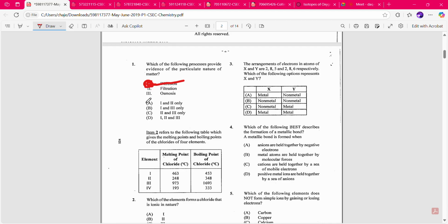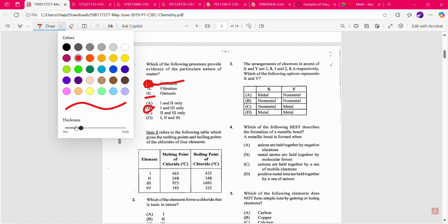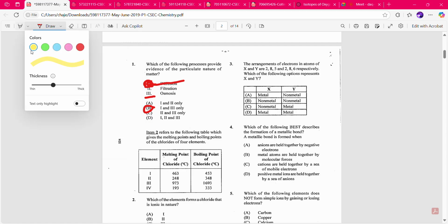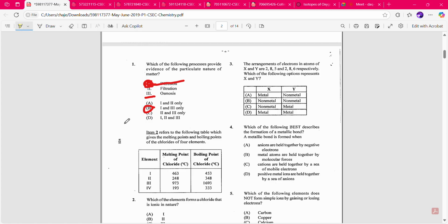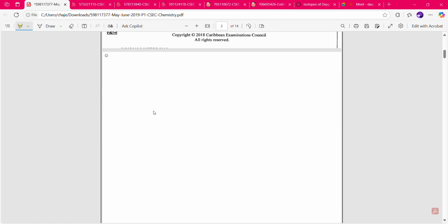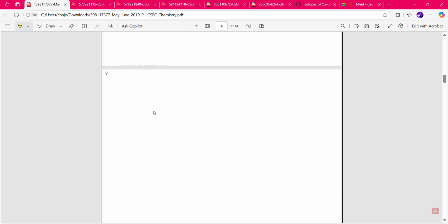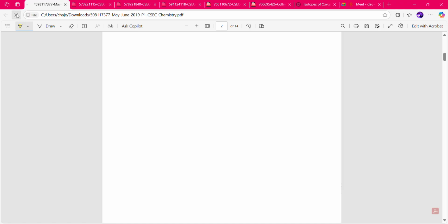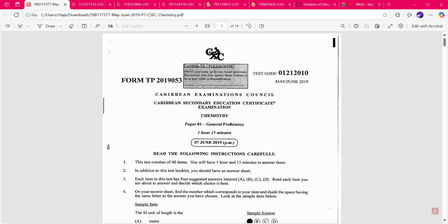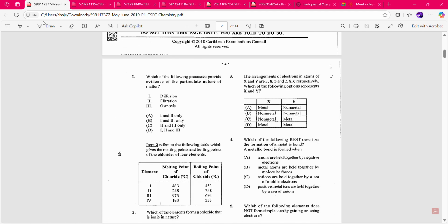Let me hope this is working. So the correct answer would have been B. Whenever I use the pen, my screen freezes, or something goes wrong. What is happening? Let me reload. Alright, that is much better.